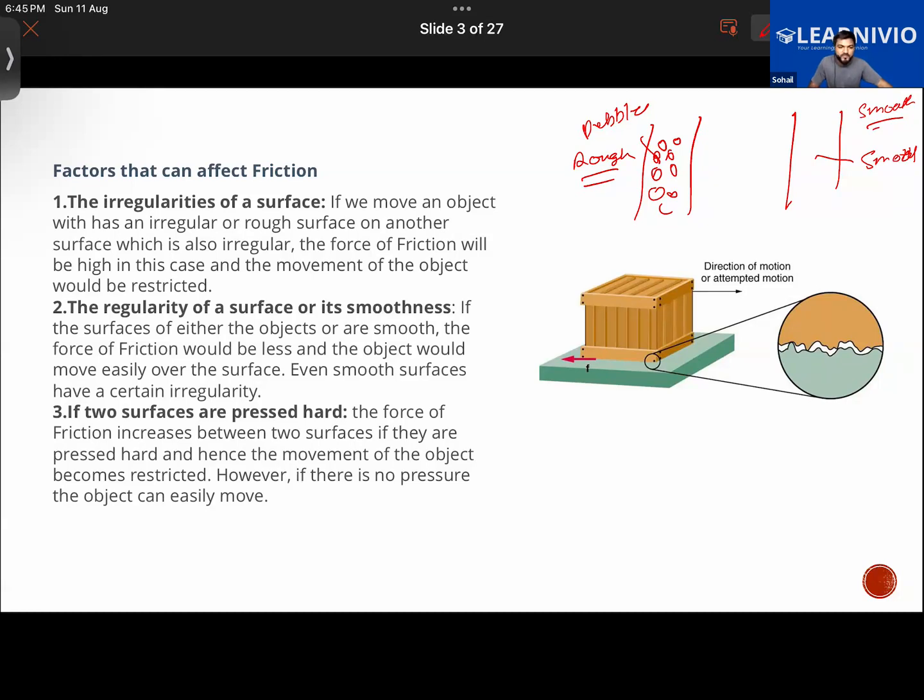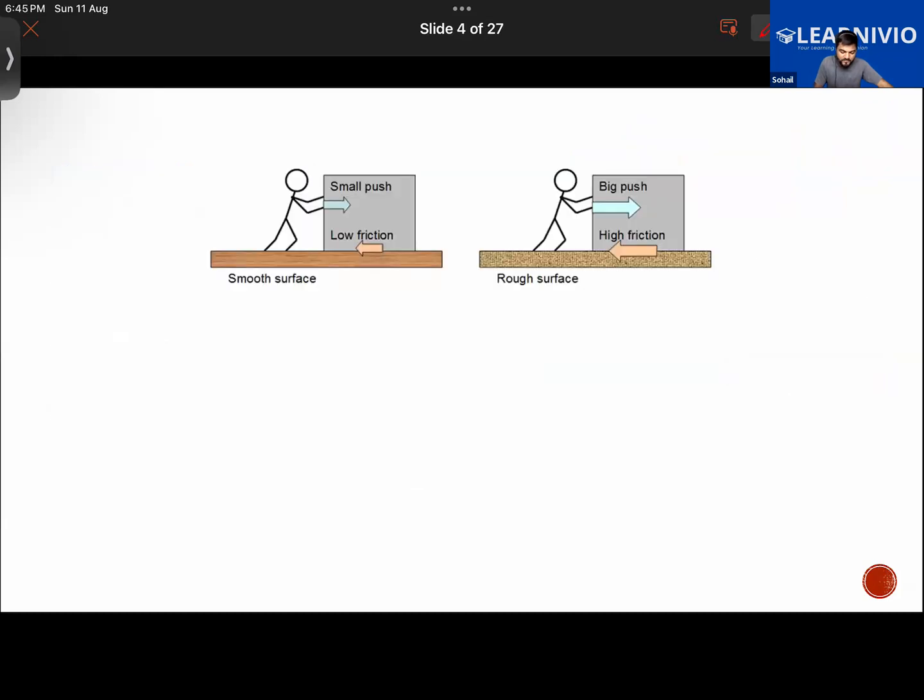Furthermore, we learned that it depends on the amount of force acting on the object. If you give a small push, you will experience low friction. But if you increase the magnitude of the force, increase the magnitude of the push, friction will also increase. Getting it, guys? So that is one thing.